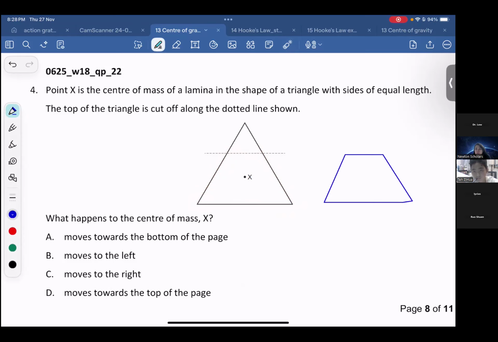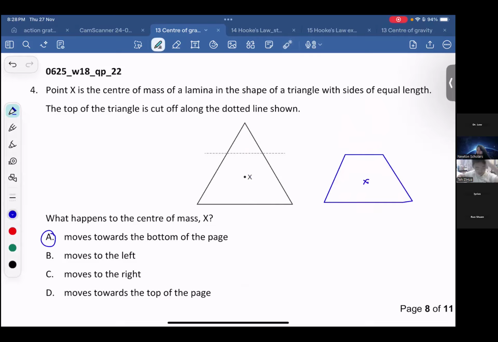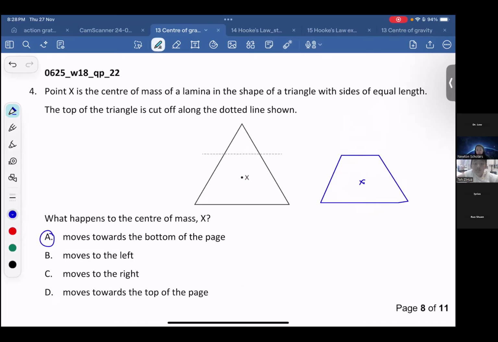Megan, correct. The answer will be A. Because you lose some mass here, your mass will now be concentrated somewhere here, which is lower than just now. So here it will move downward towards the bottom of the page. Now we go to the next page.